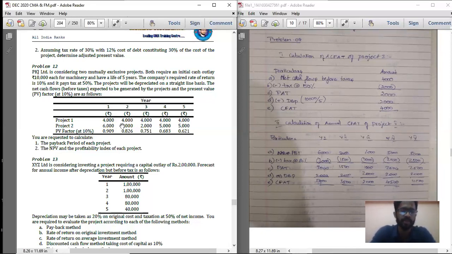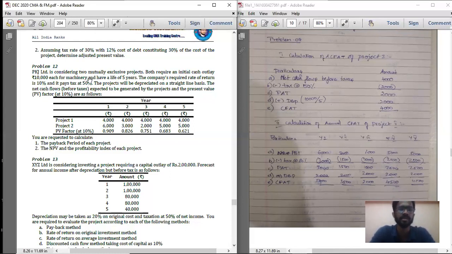So what is the depreciation? See, total amount is 10,000 divided by 5. You are getting 2,000 rupees every year as depreciation. So add back 2,000 to every year. Below that, small d, add depreciation, because they are given straight line basis.